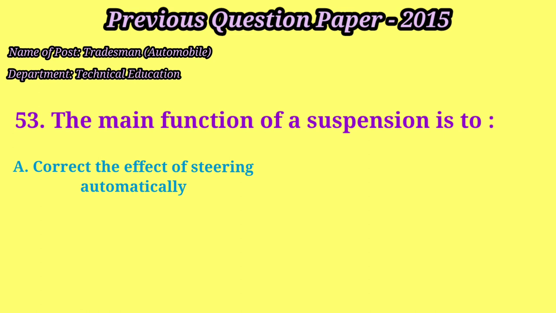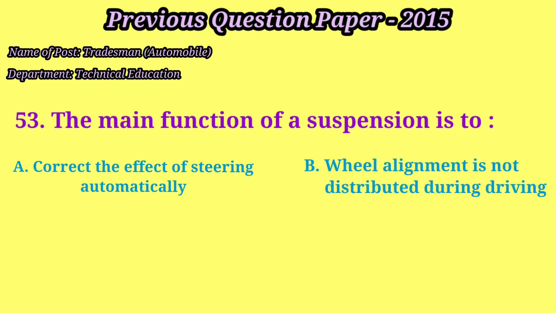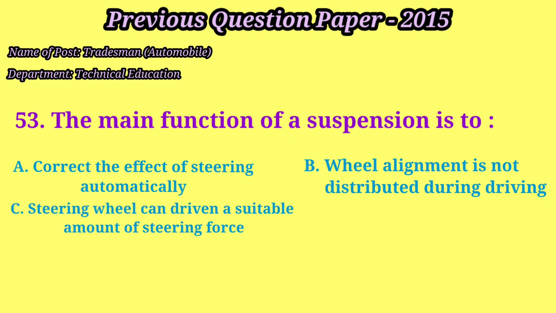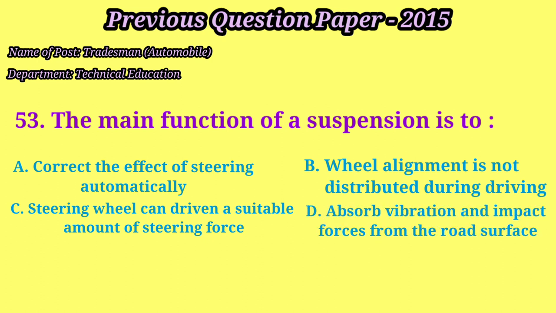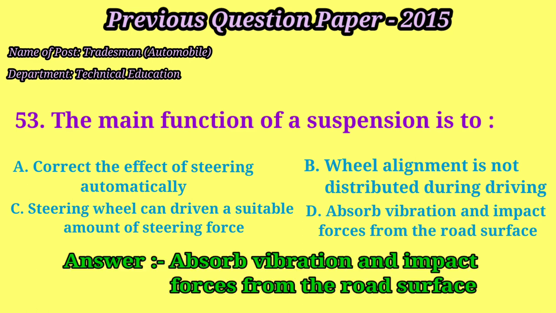53. The main function of a suspension is to A. Correct the effect of steering automatically. B. Wheel alignment is not distributed during driving. C. Steering wheel can driven a suitable amount of steering force. D. Absorb vibration and impact forces from the road surface. Answer. Absorb vibration and impact forces from the road surface.